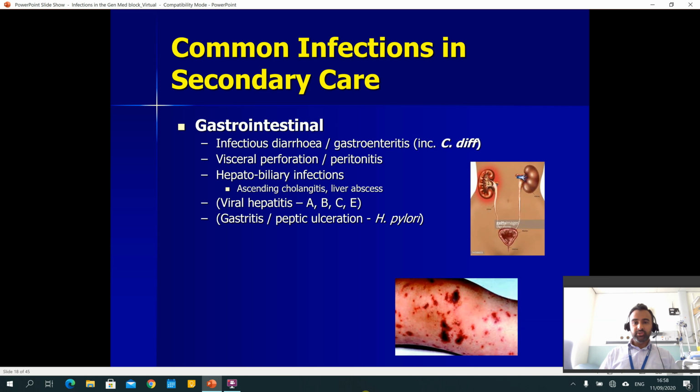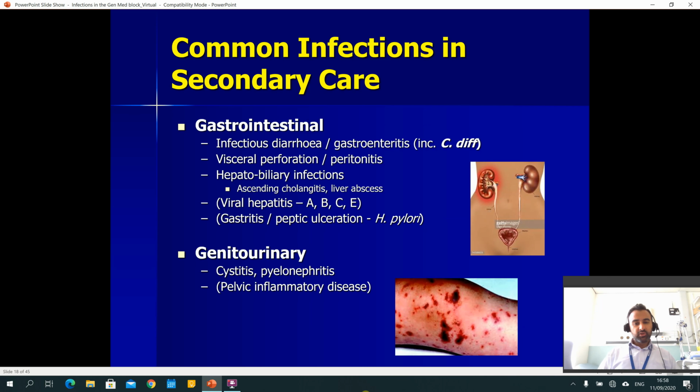I've stuck in there also H. pylori. It won't present with fever. They won't present particularly unwell from an infection or sepsis point of view, but we know that a lot of duodenal ulcers in particular are caused by H. pylori, and antibiotics would be needed to clear.